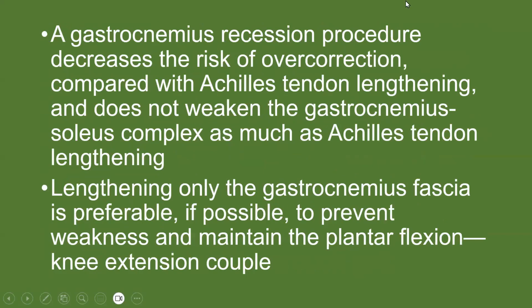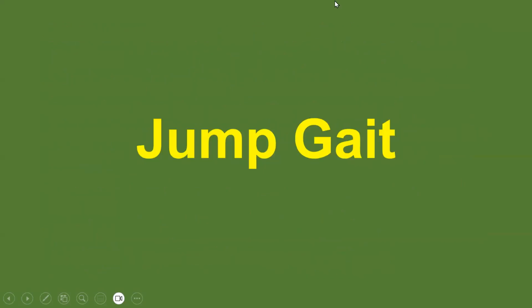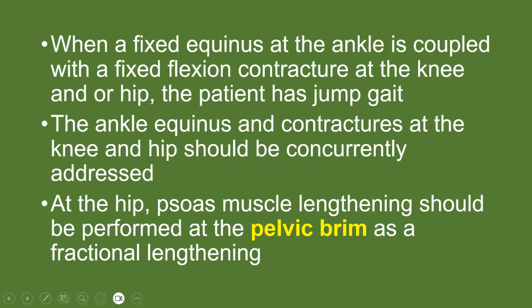The jump gait. I would like to mention something about the jump gait. When a fixed equinus at the ankle is coupled with a fixed flexion contraction of the knee and or the hip, the patient has a jump gait. The ankle equinus and contractions of the knee and hip should be concurrently addressed. The three should be addressed completely.